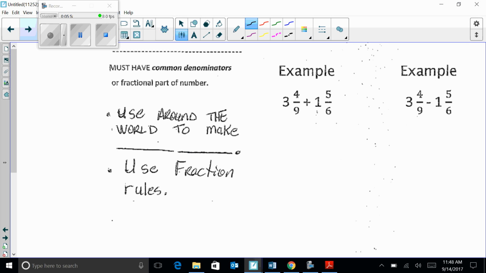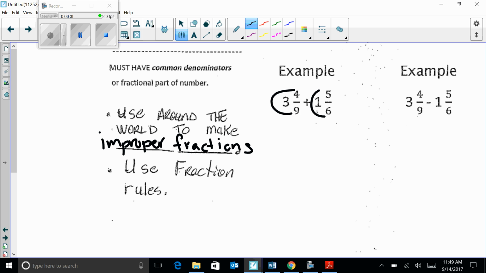Okay, let's go to the next problem. Now we have mixed numbers. Everything remains the exact same about adding or subtracting mixed numbers, with the exception that we have one extra step in the very beginning. You have to use Around the World here to make these into improper fractions. Once we do that, you just follow the rules we did right above: find the common denominator and then add them.